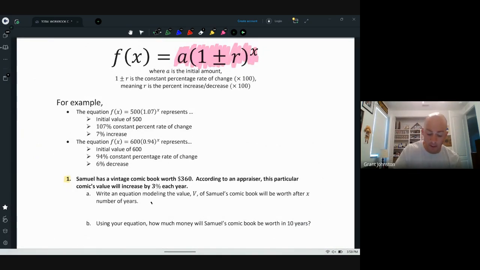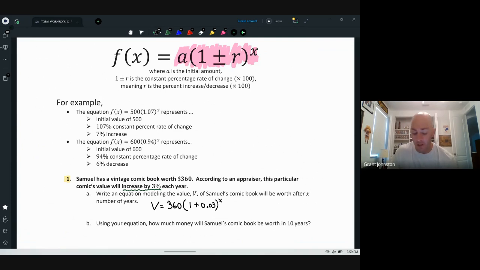So I'm going to say V for the value. The initial amount of it was 360. Parentheses, 1. Now it is an increase. Let me underline that. It's an increase of 3%. So I'm going to go plus 3% as a decimal. Got to convert it to a decimal, which is 0.03, to the power of x. So that would be the function.